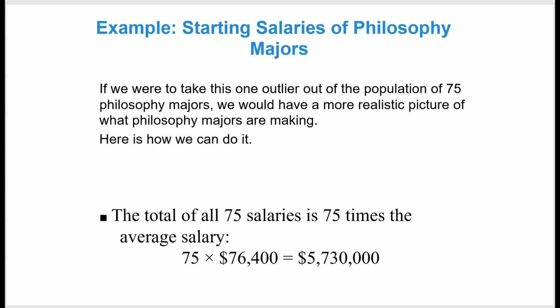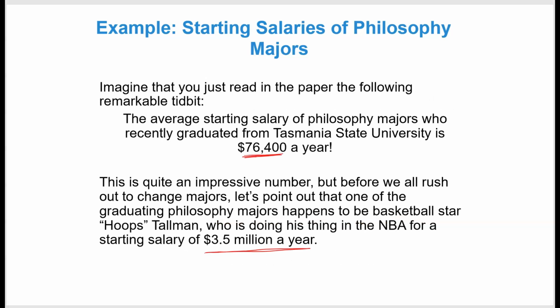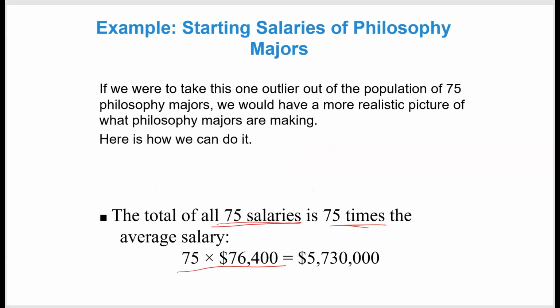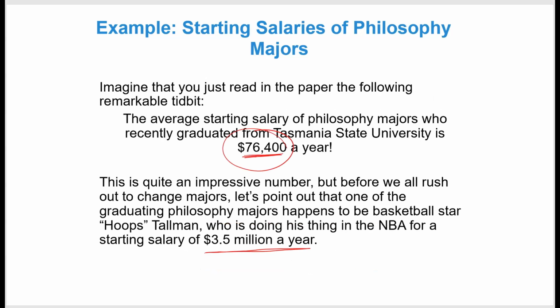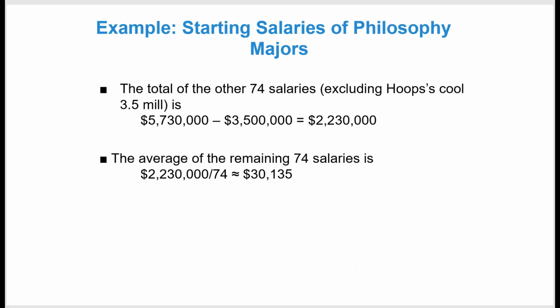So the total of all 75 salaries is 75 times the average salary. So again, if this is our average, we want to say, okay, 75 times that. So this is the total for 75 people, 3.5 million, that's like the majority of it. So if we were to take that 3.5 million out, we're really looking at this. And when we divide that up by the 74 remaining people, that's a more realistic average. So outliers can really affect the data.